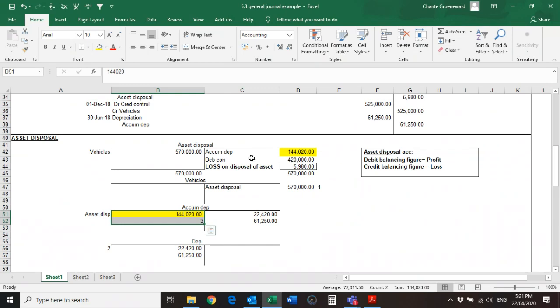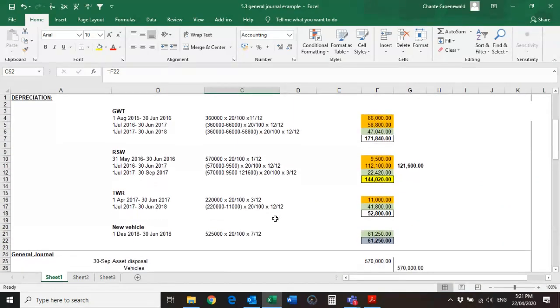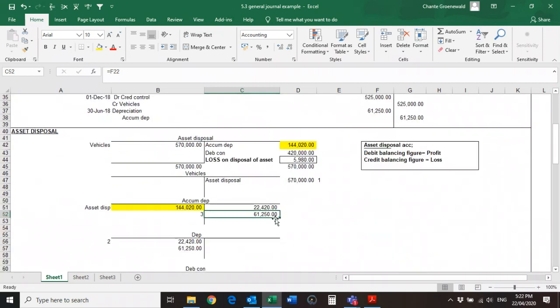Now, why am I taking out 144,020? Why am I doing that, and not just the 22,420 that I've accounted for now? It's because this has to do with all the previous years that I actually had the asset. Have a look. Why is this?